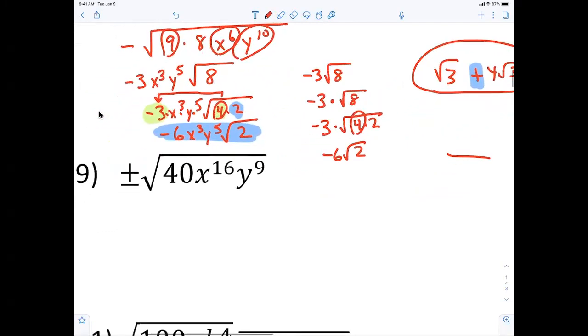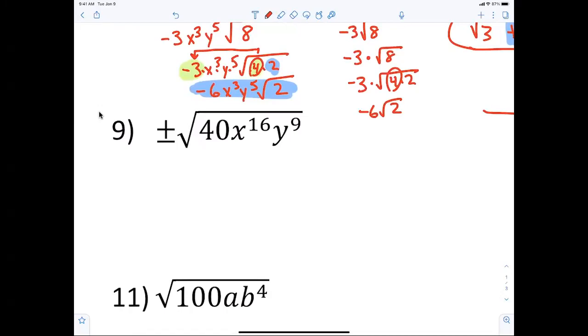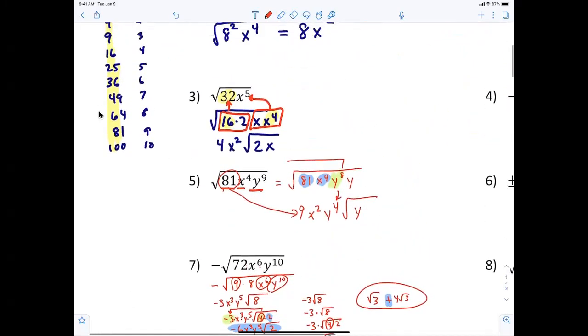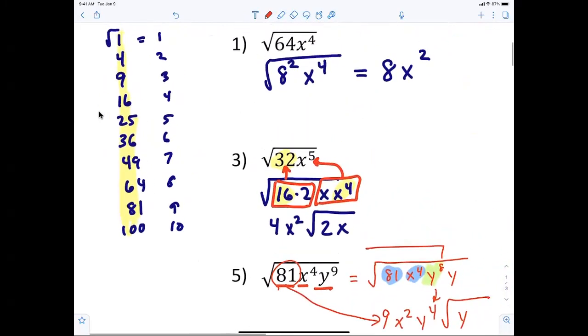Let's see what we can do with number 9. What perfect square is in 40? 4 and 10. Is 20 a perfect square? No. 4 is a perfect square. And if you don't know the perfect squares, what should you probably do? You should probably write them down. Then you won't have to tell me like 11 is a perfect square.